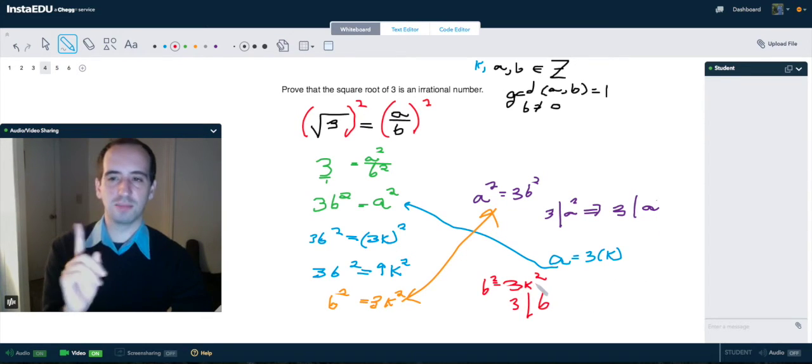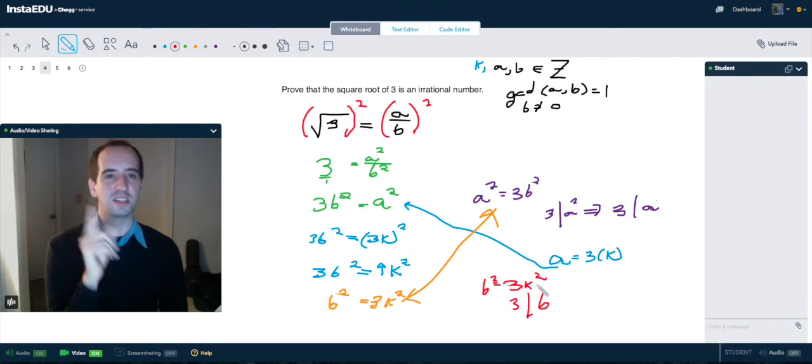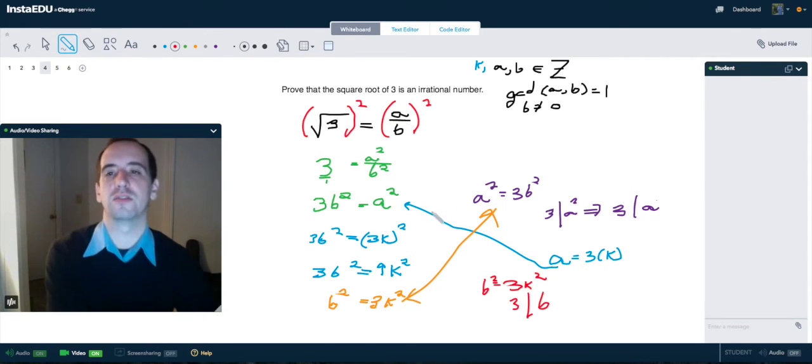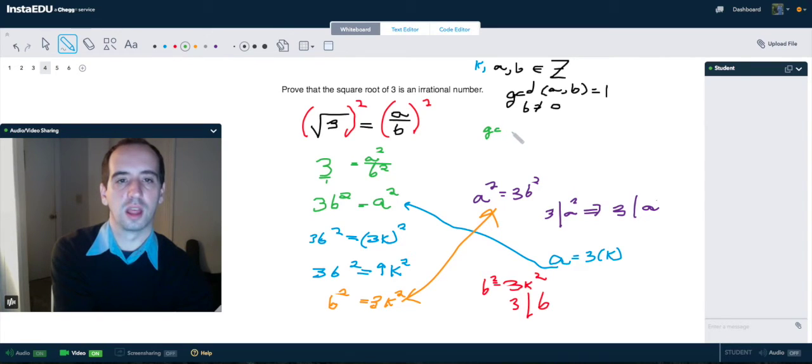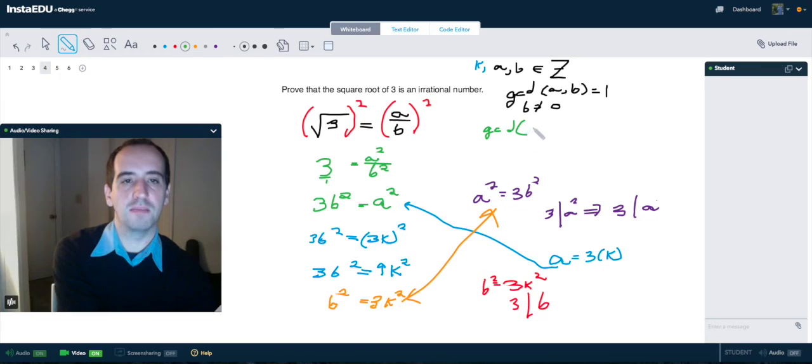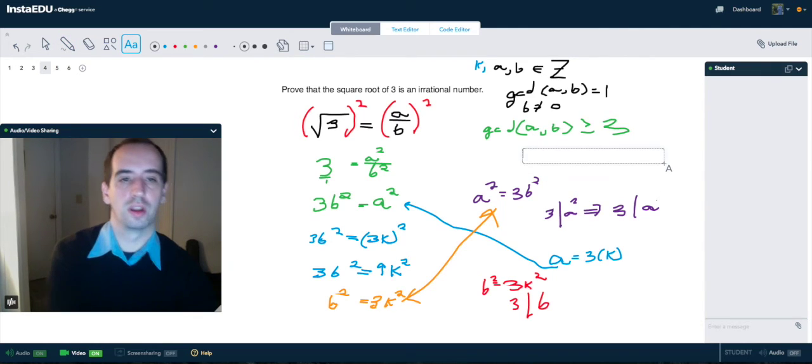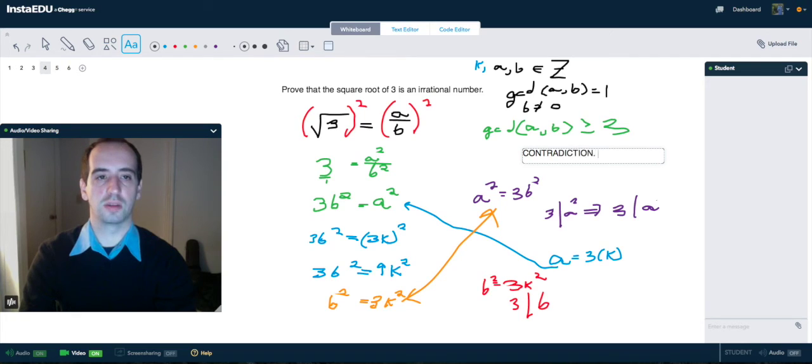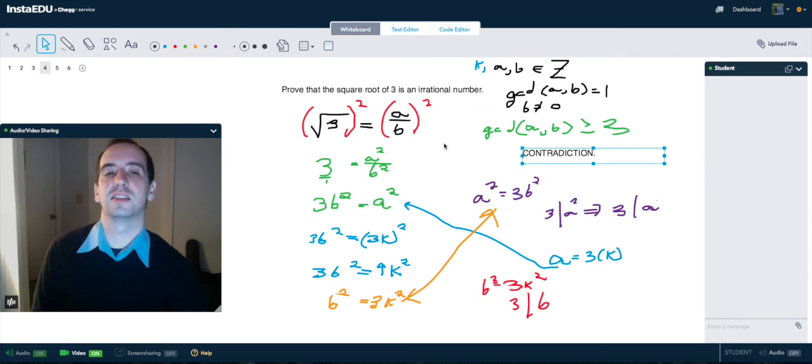But part of our assumption, if the square root of 3 is a rational number, is that we can express a over b such that they have no common divisor higher than 1. But, in fact, the GCD of a and b is at least greater than or equal to 3. And then we just write the beautiful word contradiction. And that indicates that we're done.